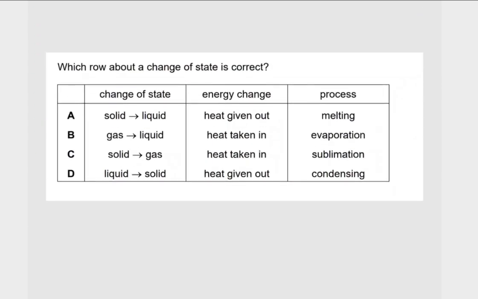Which row about the change of state is correct? Solid to liquid, heat is given out and no heat is required? Gas to liquid, heat is taken in, no heat is given out? Solid to gas, heat is taken in, which is correct, and it's called sublimation. That's correct. Liquid to solid, heat is given out. That is correct. It's called condensation? No, it's called freezing. So C is the answer.